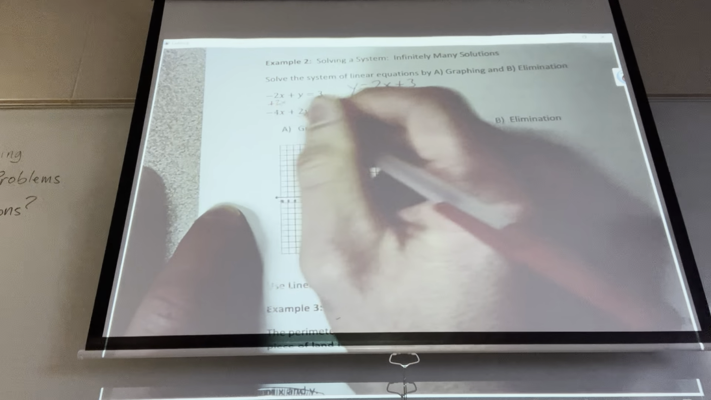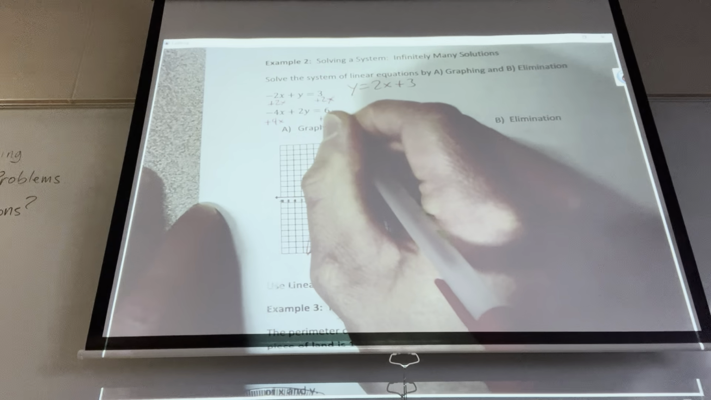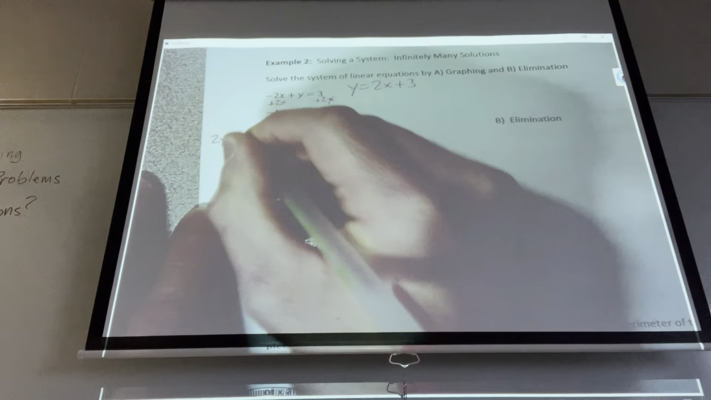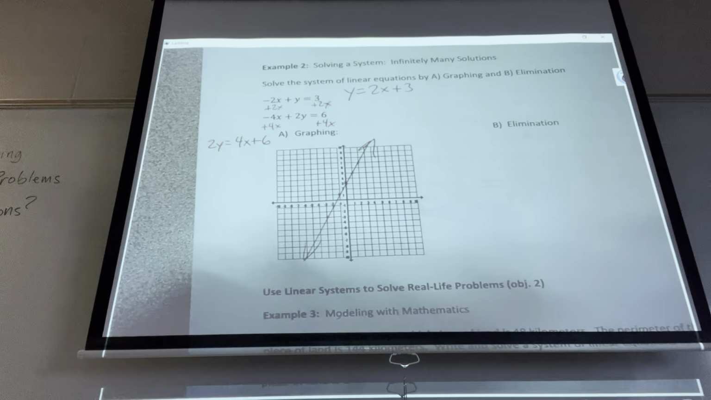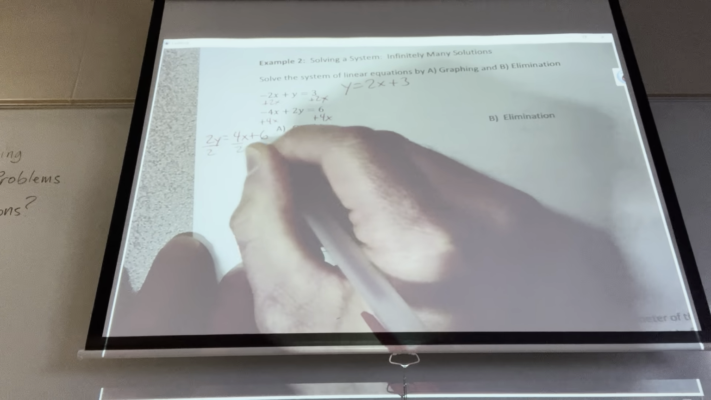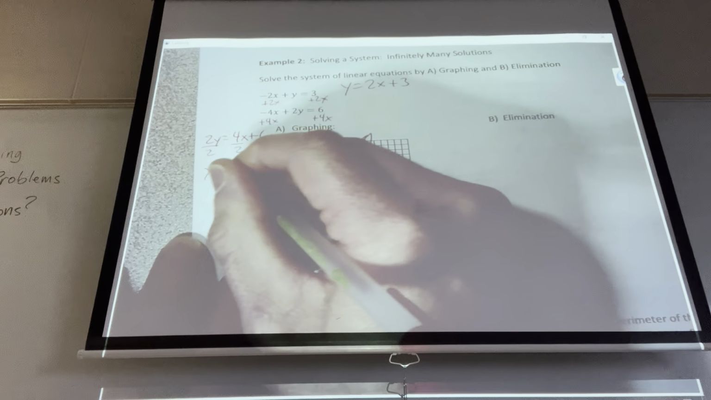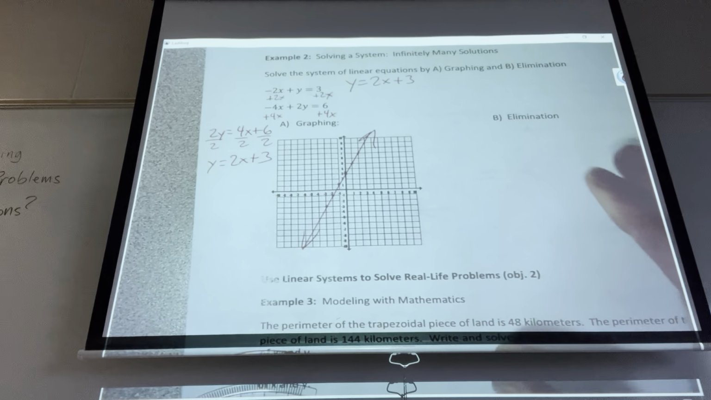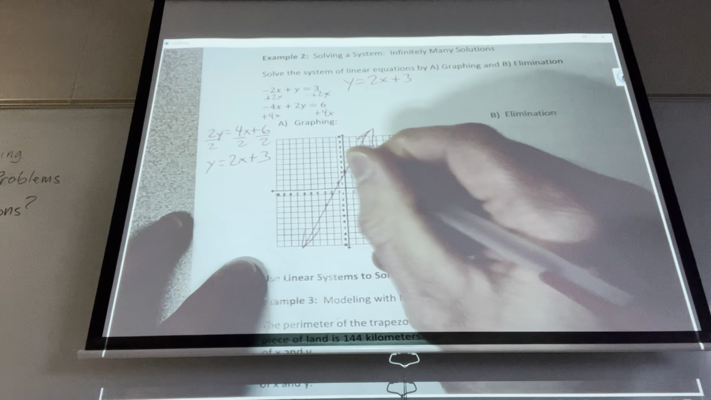Put it in slope-intercept form. I'm going to have to add this 4x over. I'll put it over here. So we'll get 2y equals 4x plus 6. Is y by itself yet? No. Divide everything by what? 2. When you divide everything by 2, you're going to get y equals 2x plus 3. Does that sound familiar? It does. It turns out it is the same line, isn't it?